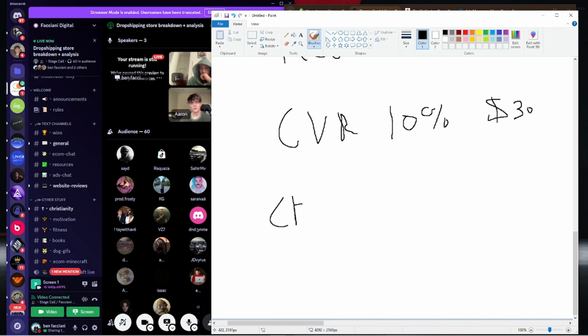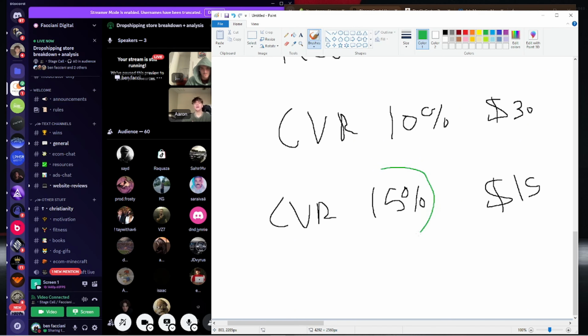Now, what if we had a CVR of 15%, but we're selling it for $15? People are going to think that by default this is better because it's a higher conversion rate, but you make less money doing this. Even though your conversion rate is 5% higher, because your product cost is half as much, you are losing money. So the entire concept of conversion optimization is a little bit of a fallacy, because your conversion rate can go up, but your AOV can go down, and vice versa.